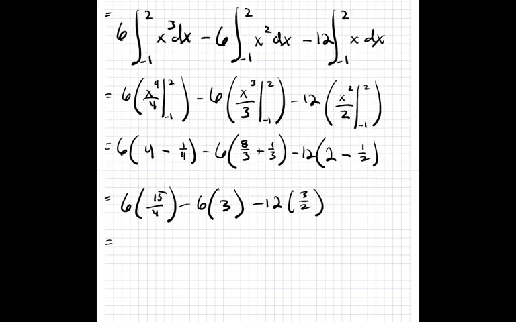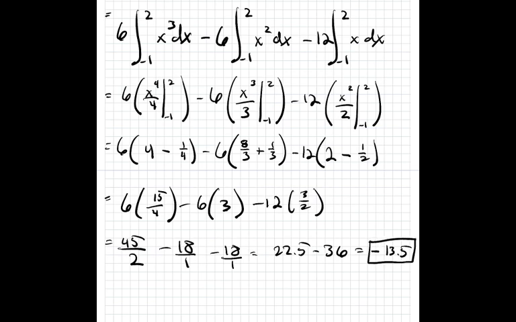The 4 turns that into a 3, so that's 45 over 2 minus 18 over 1. 6 times 3. Okay. What is that? 22.5? I'm just going to do 22.5 minus, what is that? 36. So if that were 30, that would be 6, plus what? 7, so 13, 13.5.